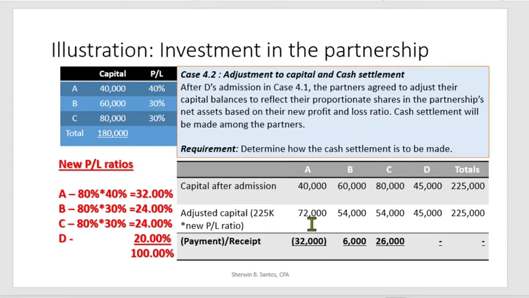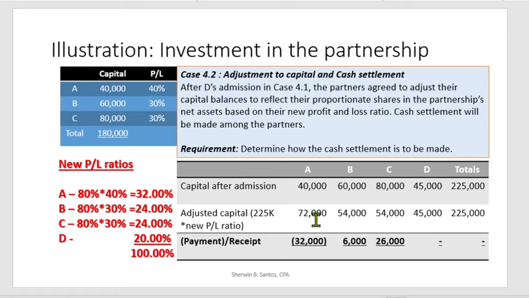So, 225,000 times 32% is 72. 225 times 24% is 54. So, ganun din kay C. Then, 225 times 20% is 45,000. Na-compute na natin to before. So, kay D, walang idadagdag at walang babayaran at walang tatanggapin si D because siya yung inadmit natin as the new partner. So, based on the computation, ang capital after admission ni A ay 40, pero kapag kinompute yung new profit and loss, dapat 72. Pag kinompute yung new profit and loss, may 72,000 dapat.